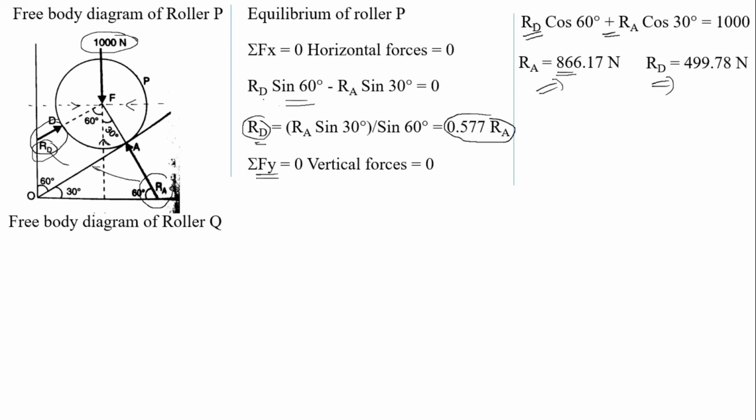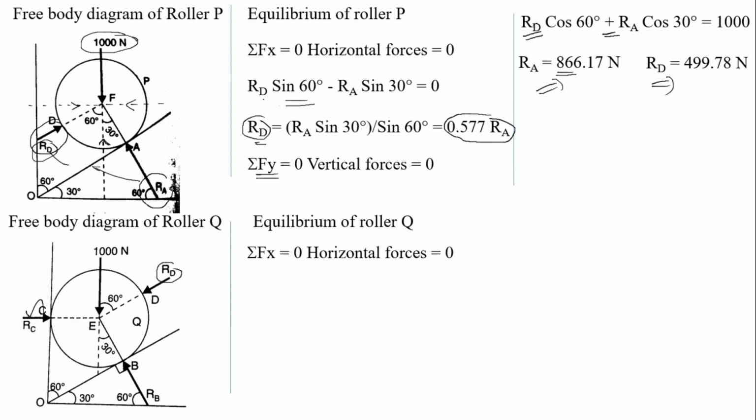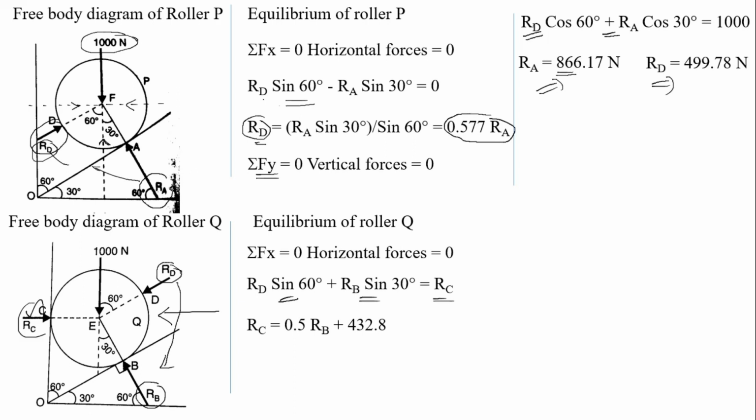Now, take the roller Q. Similarly, we have to solve the same problem. Summation of horizontal forces equal to 0 and summation of vertical forces equal to 0. For the sum of horizontal forces, this is one horizontal force, and this RD is acting at an inclination of 60 degree, so RD is resolved into two components, one horizontal and one vertical. Similarly, RB is also acting inclined, so divide it into two components, horizontal and vertical. So now RD sin 60 plus RB is equal to RC. RD and RB are in the same direction and RC is in the opposite direction, that is why this equation. So we convert: RC is equal to 0.5 RB plus 432.